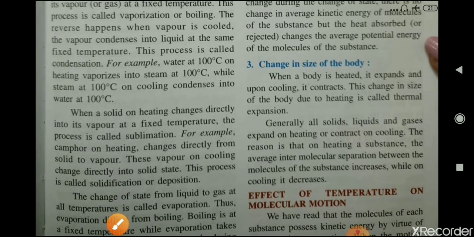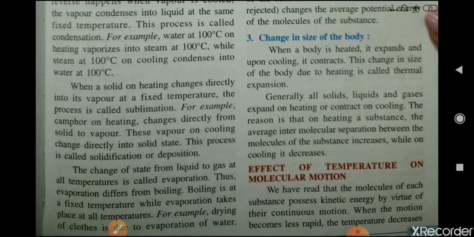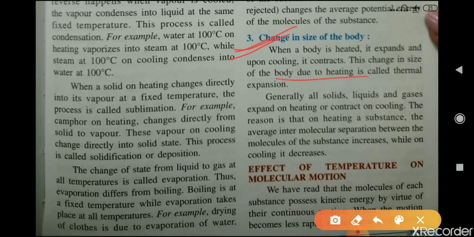Now, change in size of the body. The third effect of heat is change in size of the body. When a body is heated, it expands, and when it gets cooled, it contracts. This change in size of a body due to heating or cooling, either expanding or contracting, is known as thermal expansion.